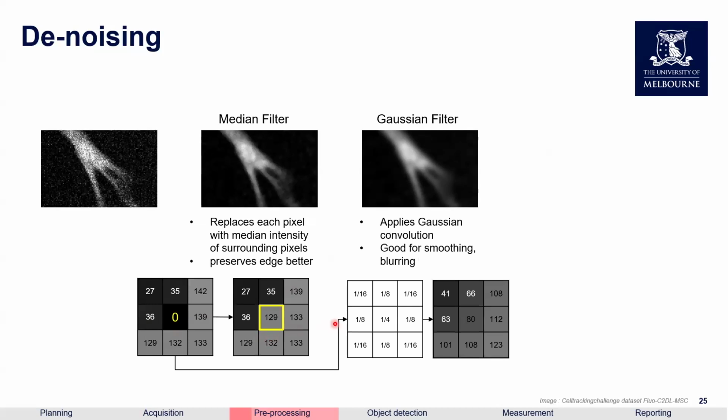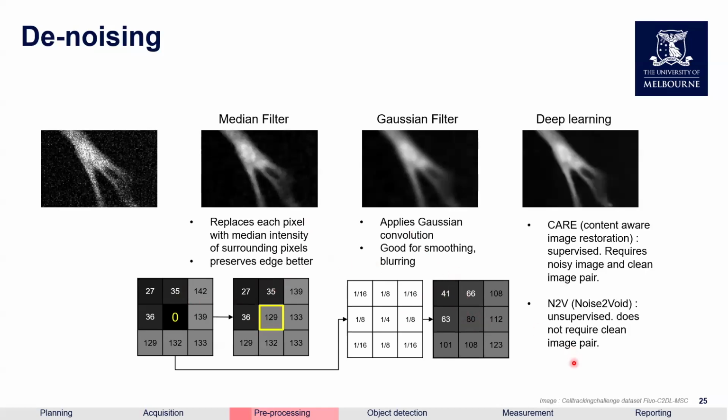Whereas the Gaussian filter applies a Gaussian convolution. So it's adjusting the intensity values to fit into the Gaussian shape. And as a result, it smooths out the signal. This is also used to blur the signal if necessary. So they are apparently doing slightly different things.